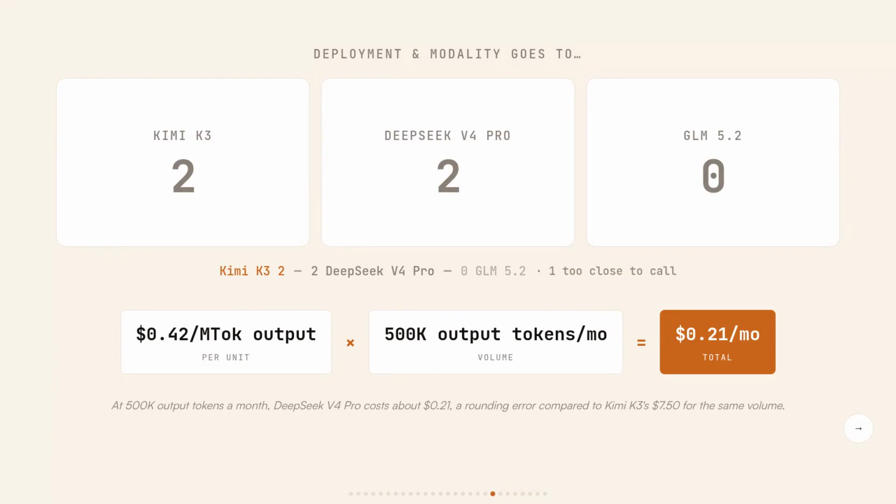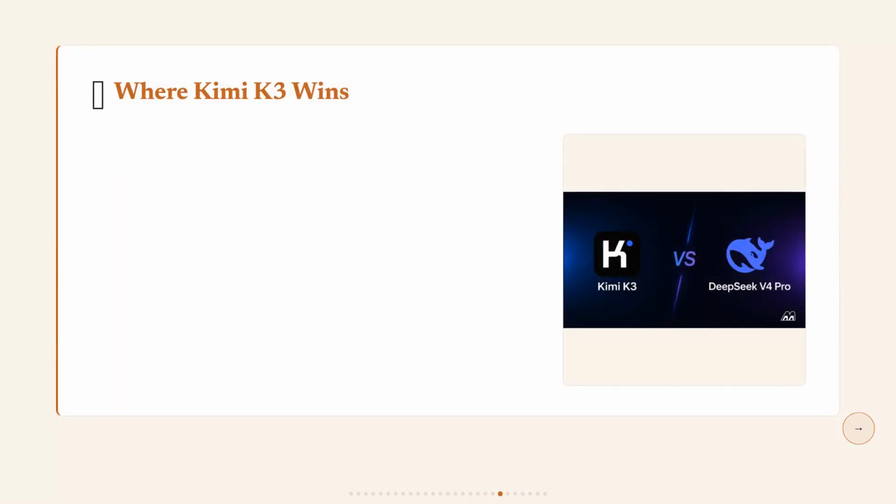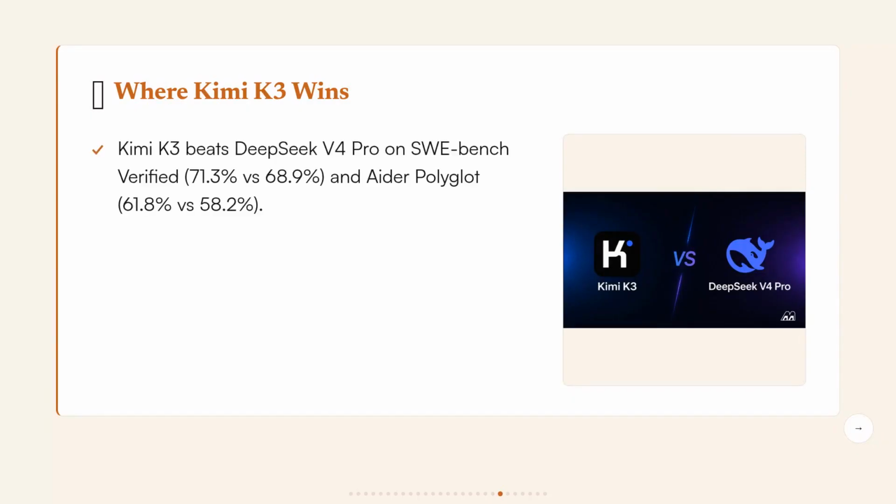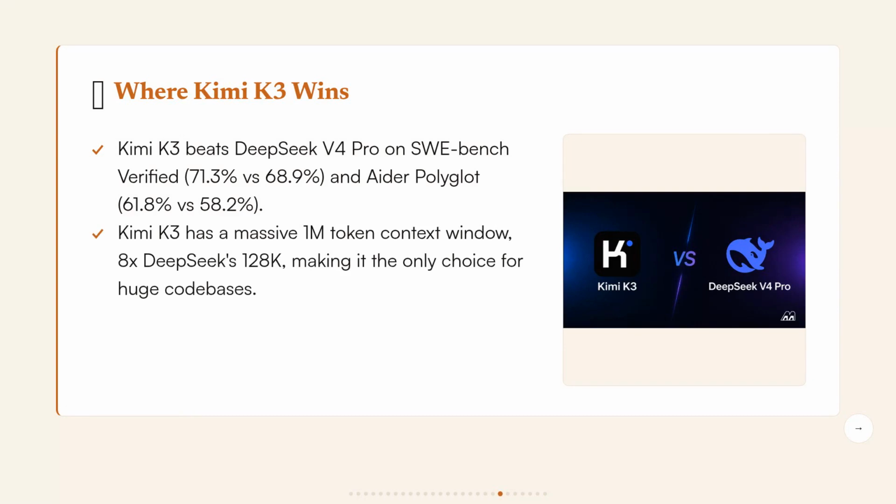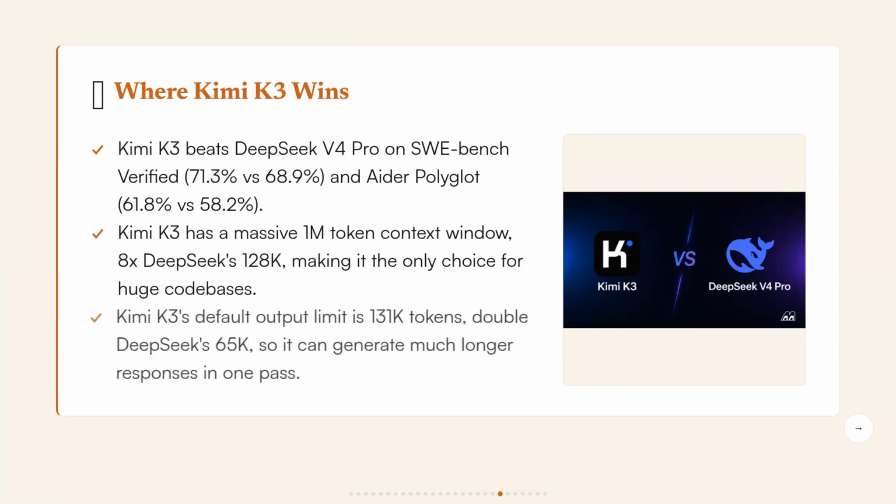Kimi K3 wins on coding benchmarks, with 71.3% on SWE bench verified versus DeepSeek's 68.9%, and it wins on context and output limits by a massive margin. 8 times the context window at 1 million tokens and double the default output at 131K tokens. For anyone working with huge codebases or needing very long generated responses in a single pass, Kimi K3 is the only model in this group that can do it.